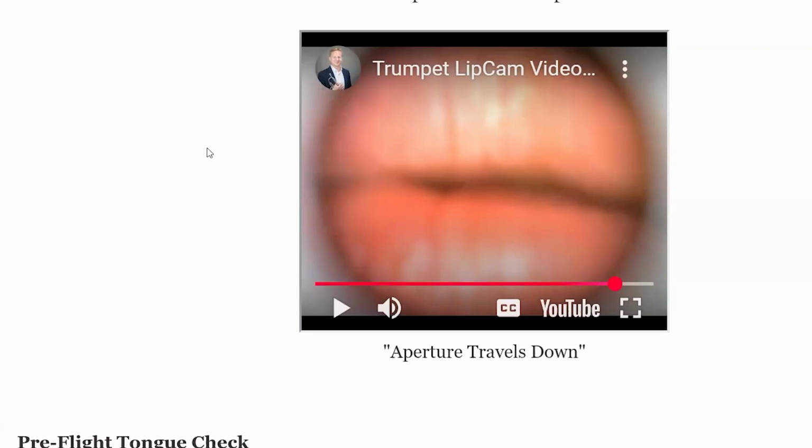In other words, I would never, as an active instruction to a student, say, make sure your aperture travels down. That'll help with your high notes. I have never said that to a student. I think that's a ridiculous thing to say to a student. But I think there are some other factors that could cause that. And again, I'm not going to get into so much of that right now.